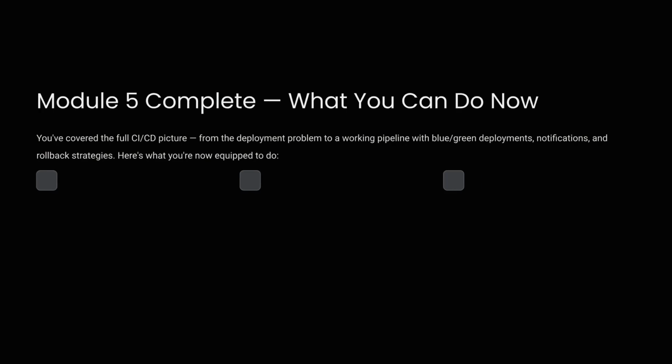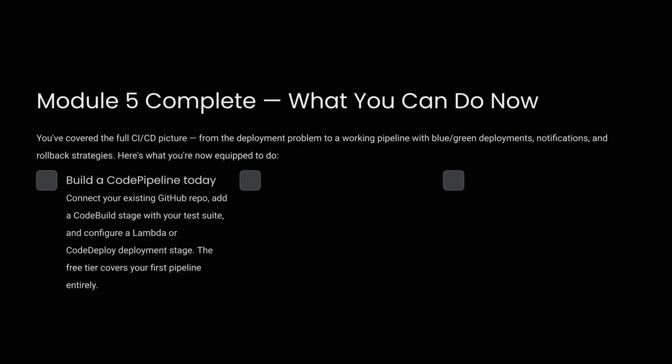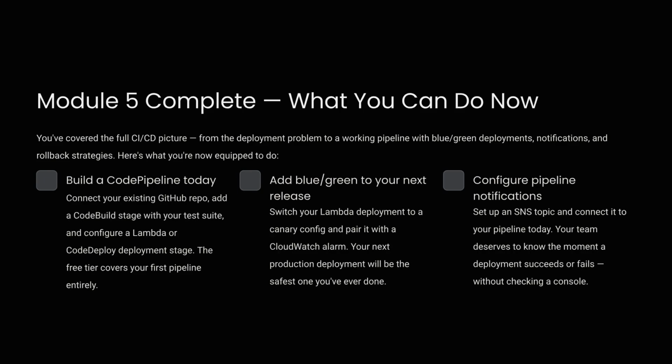Module 5 is complete. You are now equipped to build a code pipeline today, add blue/green or canary deployments to your next release, and configure pipeline notifications so your team is informed of deployment successes or failures.